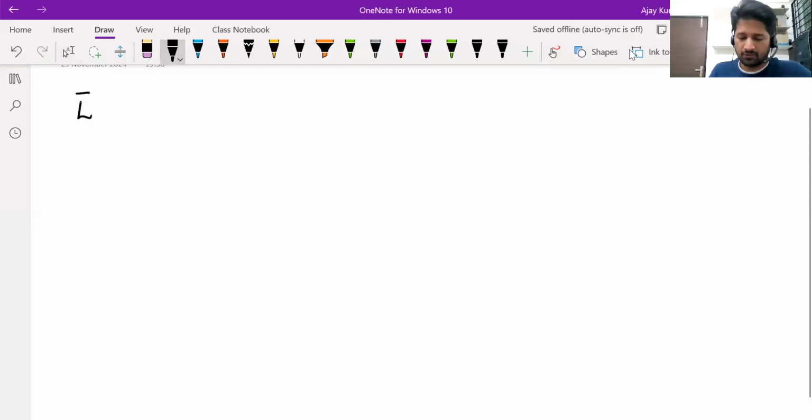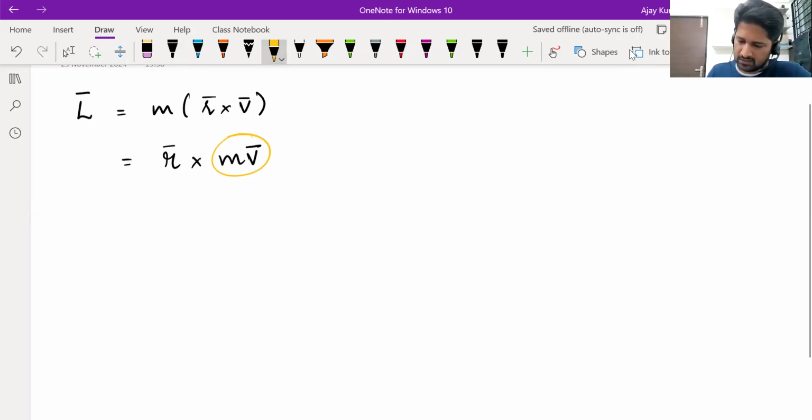So the basic formula for angular momentum of a particle about a given point is m r cross v. You can also write this as r cross mv, and mv is nothing but linear momentum of the particle. So angular momentum is r cross linear momentum p. Fine. Where what is r?